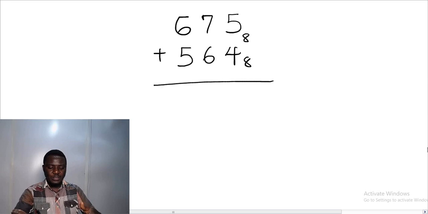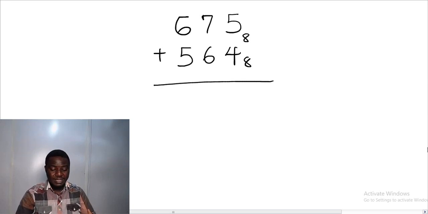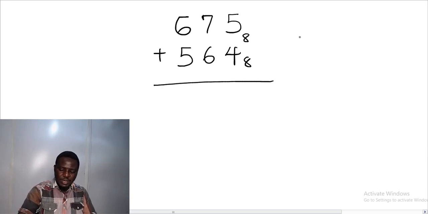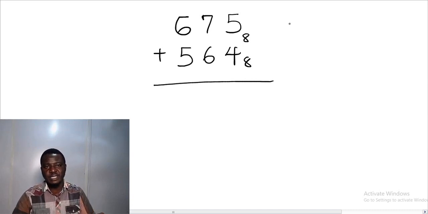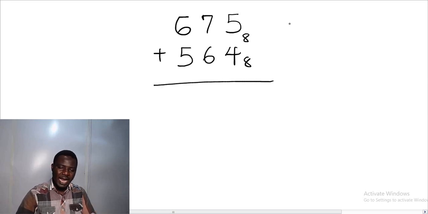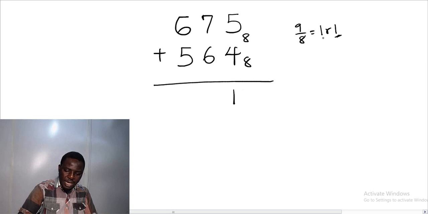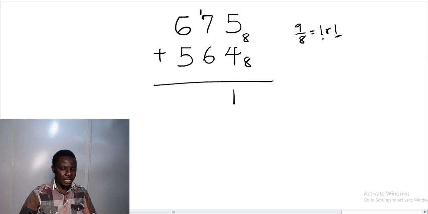So 4 plus 5 is 8, is 9. I beg your pardon. And 9 is not a digit in base 8 because digits in base 8 include 0, 1, 2, 3, 4, 5, 6, and 7. So 9 is not a digit in base 8. What we do then is to divide 9 by 8. And 9 divided by 8 is said to be 1, remainder 1. So I'm going to write down the remainder here and take the multiple to the next higher digit.